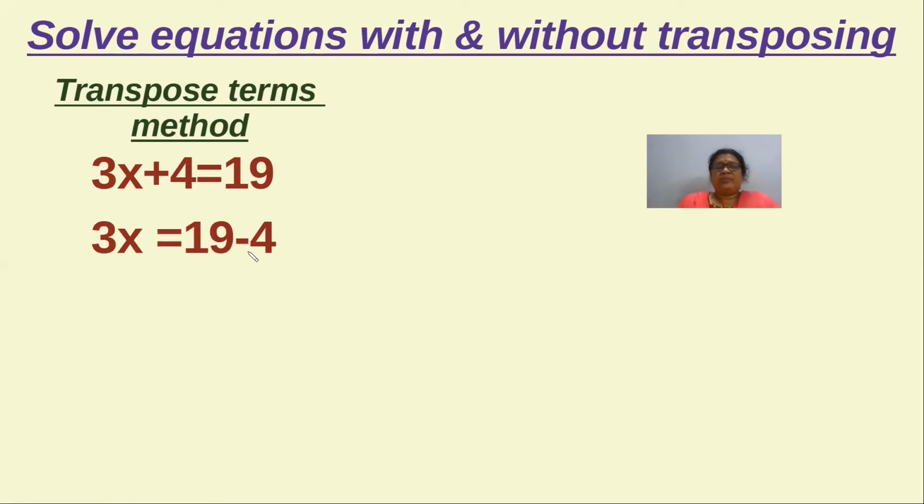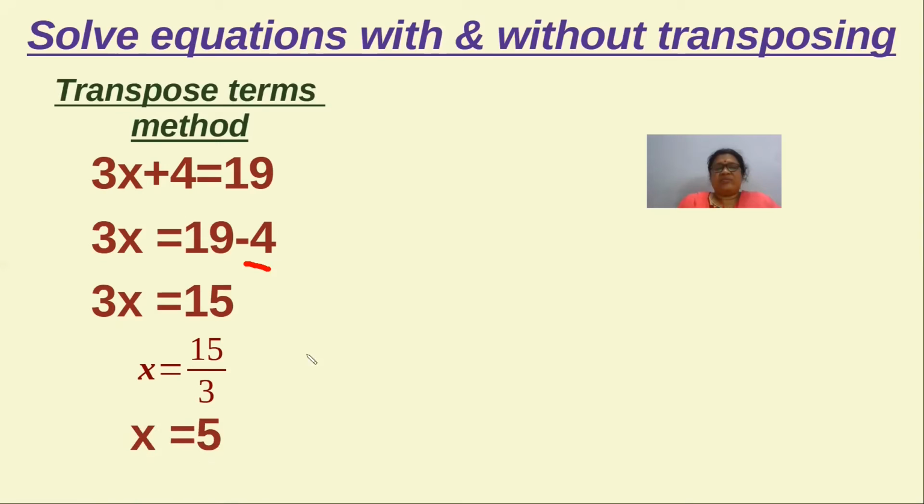What will it become? It will become minus 4 here. Next, 19 minus 4 is 15. Now we have to make the x alone. That is, you have to take this 3 also to the RHS. Like this, it will become 15 by 3. The answer is 5. 3 ones are 3, 5 3s are 15. Right? Now this is the transposing terms method.